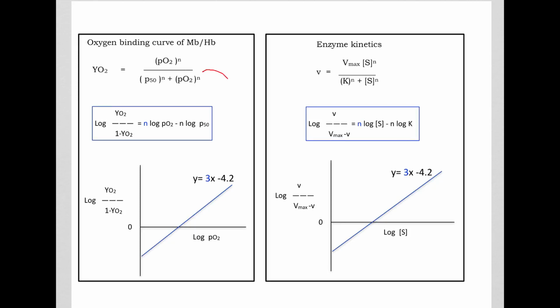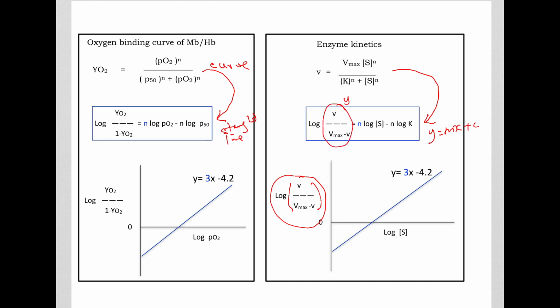Just as we rearranged this equation into this so that we can make the curve into a straight line, we can do the same thing here for enzyme kinetics. We can take the equation for the curve and rearrange it so that we get an equation for a straight line. And if we do that, we can determine the value of n. So here we plot log v divided by v max minus v. So this is our y. And on the x-axis, we plot log s.